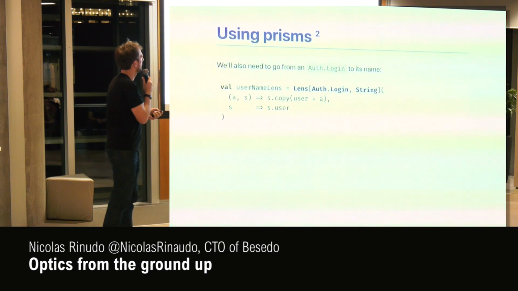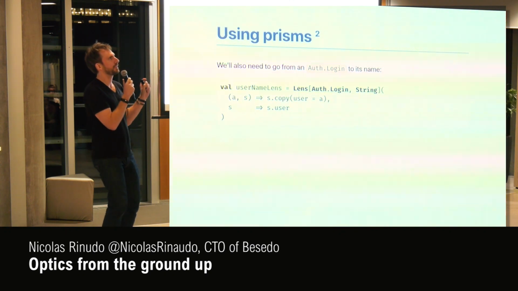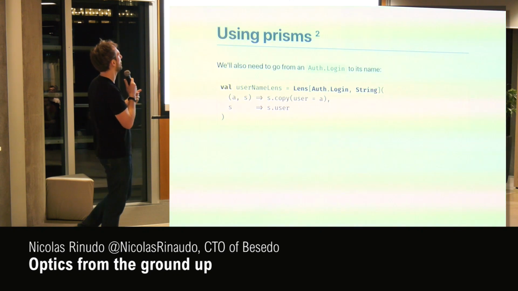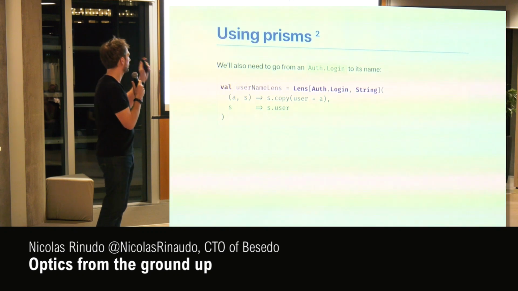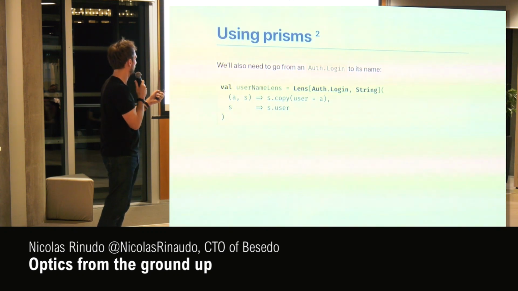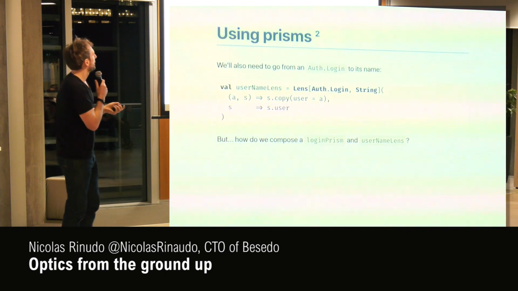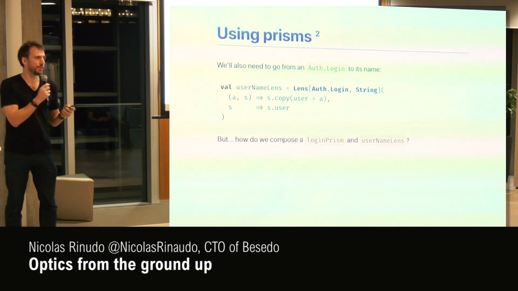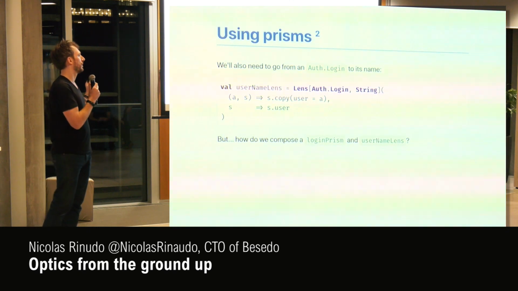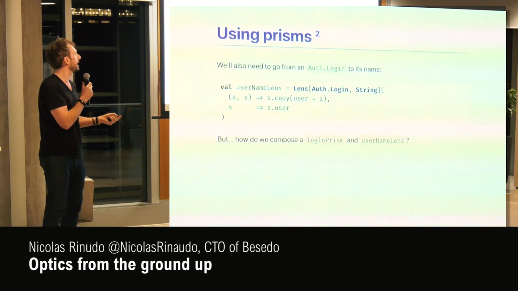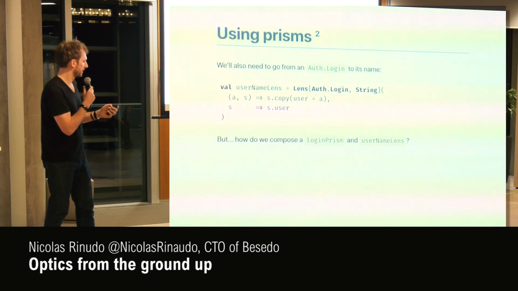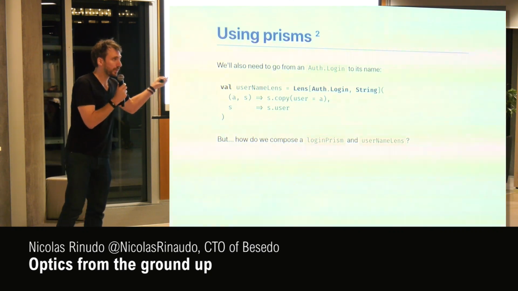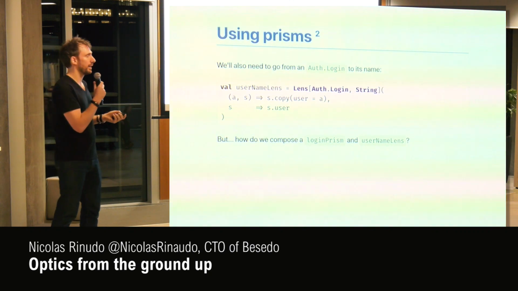And now that we have a way of getting from an auth to a login, we need a way of getting from a login to a username, but that's a lens. And we've written tons of them by now, so we just have username lens here that works as we expect. How do we compose a login prism? So a prism from auth to login, and a username lens, which is a lens from login to username. We haven't written that composition, so we need to work out how that goes.